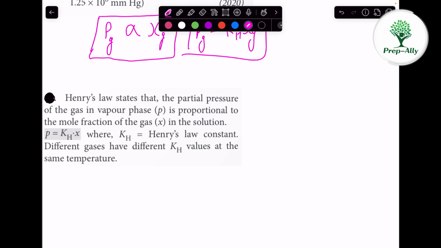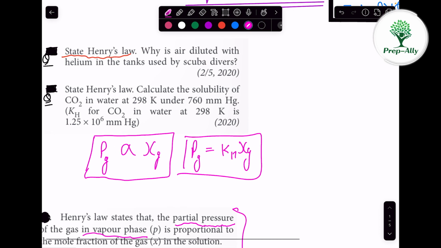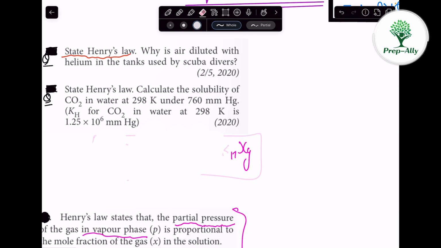So the exact definition is this. Henry's law states that the partial pressure, this term is very important, we need to write. If we just say pressure, then it will be wrong. Partial pressure of a gas in the vapor phase is proportional to the mole fraction of the gas inside the liquid solution. And this is the mathematical expression, where KH is Henry's law constant and different gases will have different KH values. So this is the exact definition that we need to write. Now the second part is the numerical.